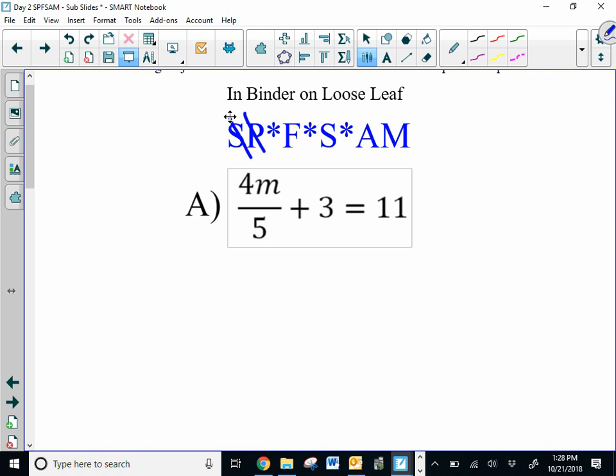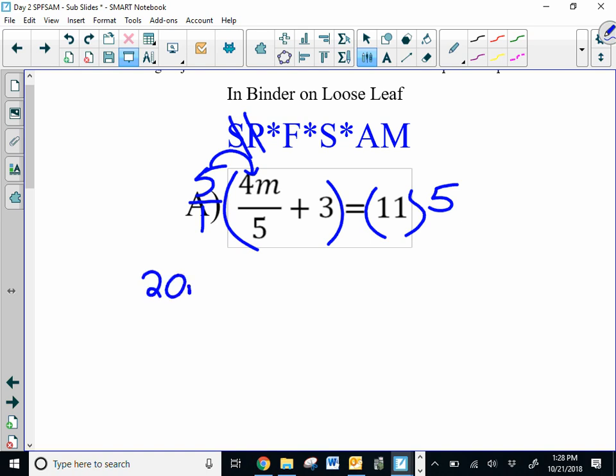How do we get rid of fractions? Well, a fraction bar means division, so we got to multiply. So we're going to multiply everything by our denominator, 5. Okay. So when we multiply this first term by 5, well, if we do it the long way, that would be 5 over 1. 5 times 4 is 20m over 1 times 5, 5, right?